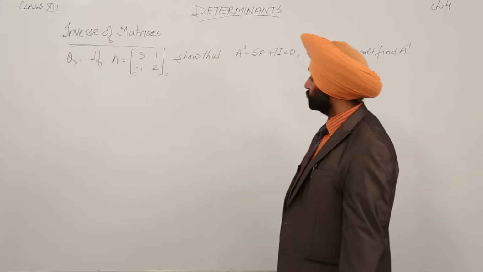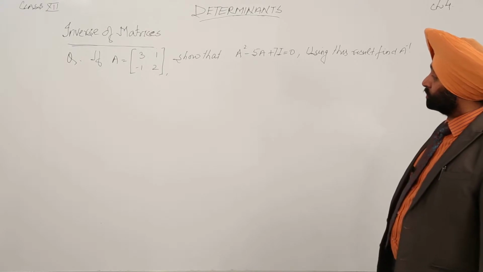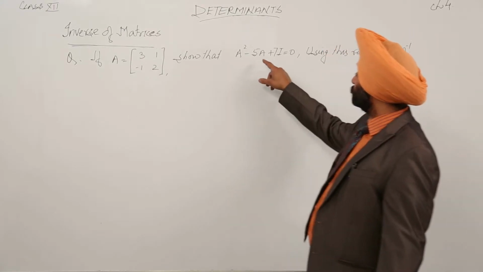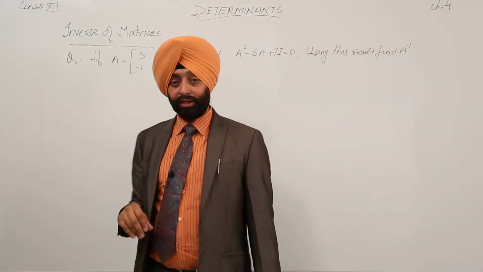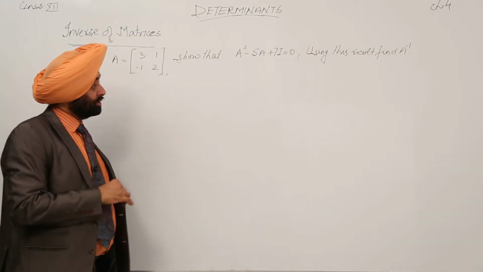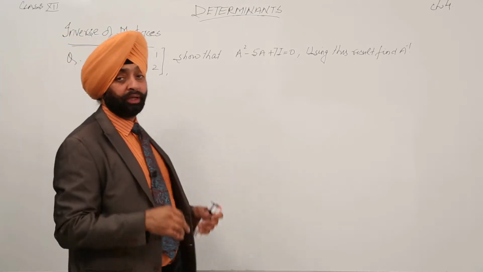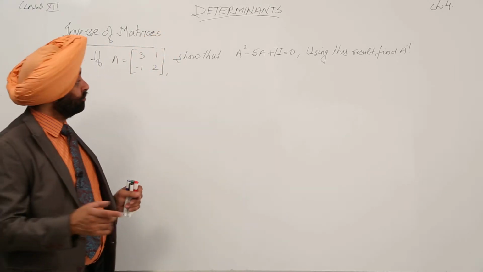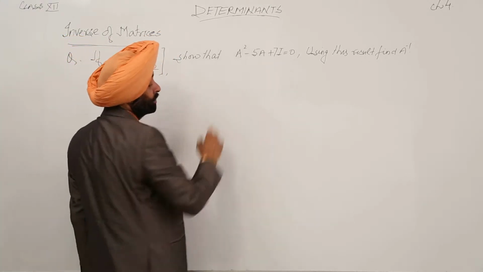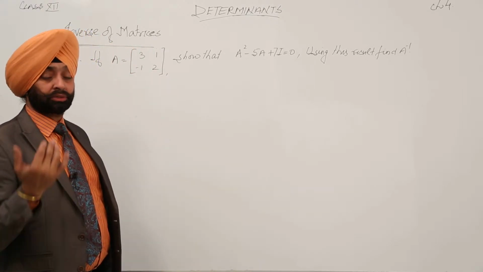Now another nice question. If A is equal to the matrix [3, 1; -1, 2], show that A squared minus 5A plus 7 times the identity matrix is equal to 0. Now using this result, find A inverse. Sometimes it is written "hence find A inverse." So we have to find A inverse using this result, not by finding the minors, cofactors or a determinant.